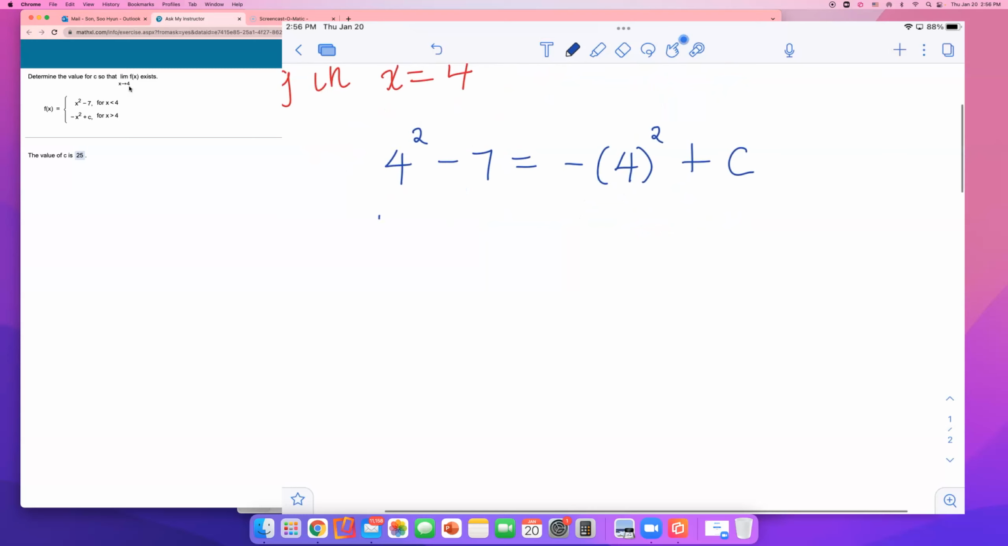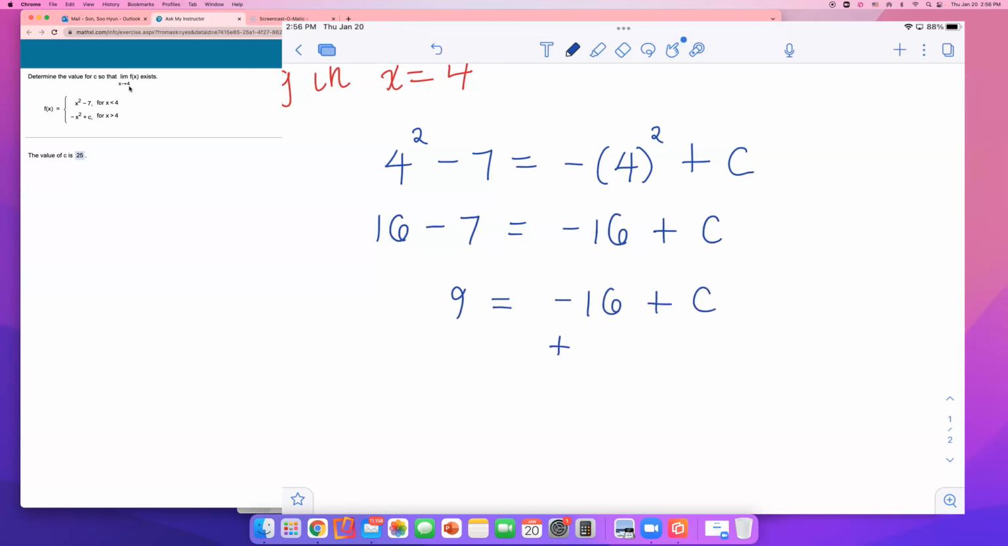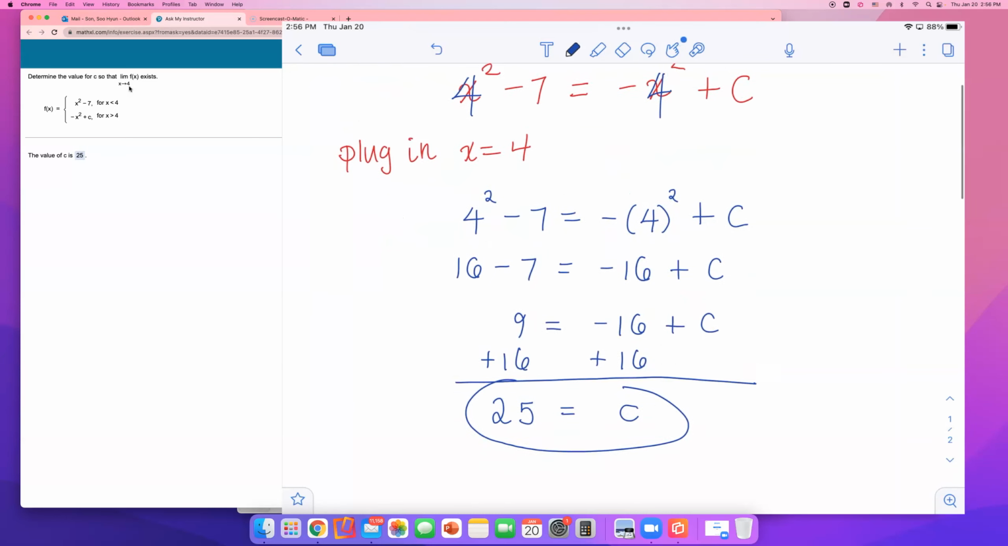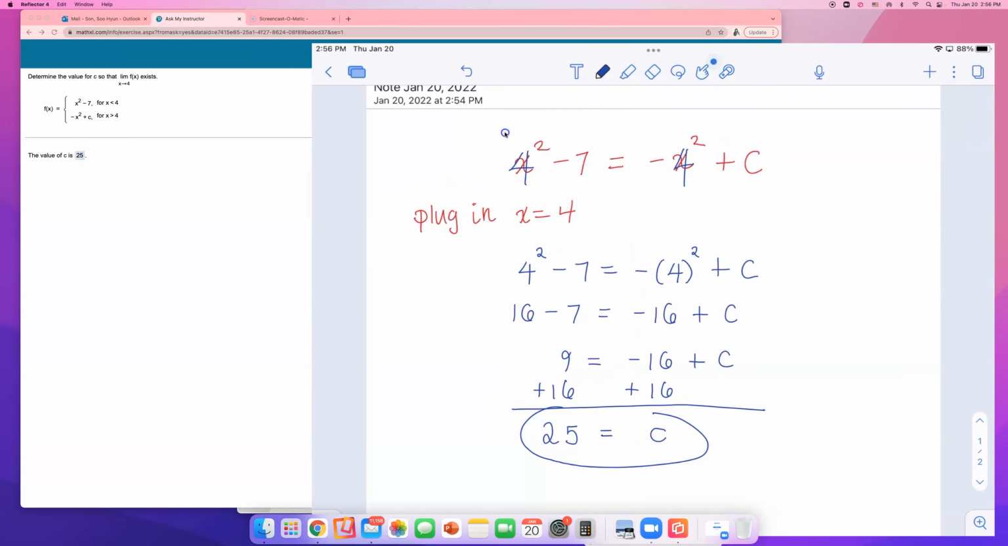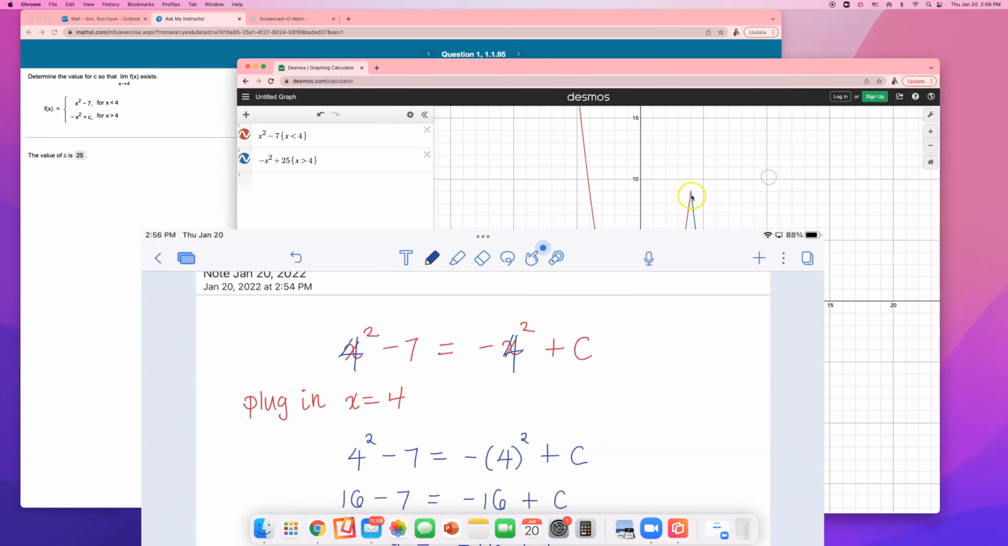So let's do that. This is 16 minus 7. This is negative 16 plus c. Let me go ahead and subtract this. This is 9 equals negative 16 plus c. Add 16 to both sides. 9 plus 16 is 25. So that's how you can find the c value, by simply setting the top piece and the bottom piece equal to each other and plugging in x equals 4. These are two different ways, but we're doing the same thing. We're trying to find where they can connect, right? And they will connect if c is equal to 25.